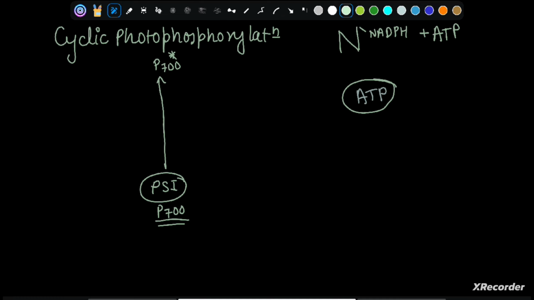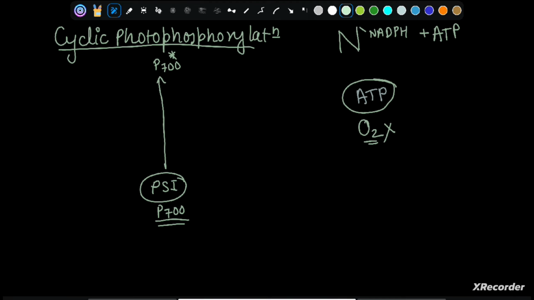At the same time, here you won't see any oxygen that will be evolved, since there is no oxygen evolving complex involved here. Okay, we are not at all concerned with the formation of oxygen in the case of cyclic photophosphorylation. So how does the relay of electrons happen in cyclic photophosphorylation?